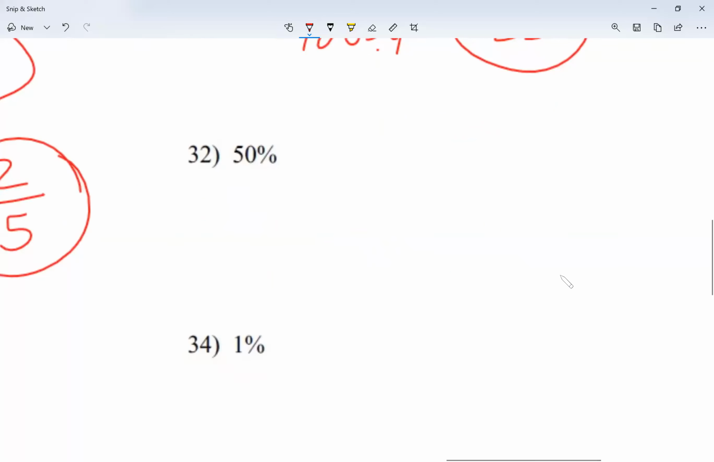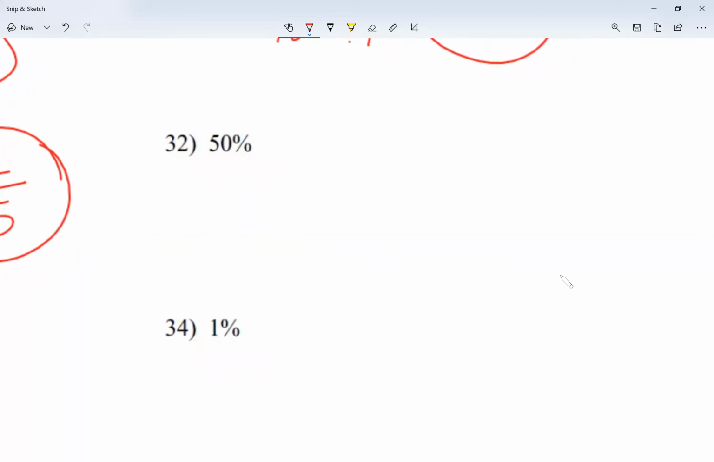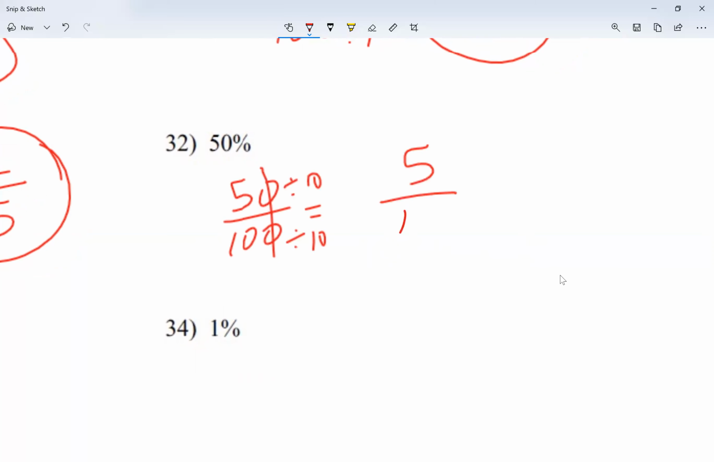All right, let's take a look at number 32. Let me write this as 50 over 100. Okay, I notice that they have zeros at the end. And like I mentioned, some teachers like to say cancel the zeros, but mathematically speaking, what we're doing is dividing each by 10. So that's going to give me 5 over 10. Then can I simplify more? All right, let me divide each by 5. So I get 1/2.